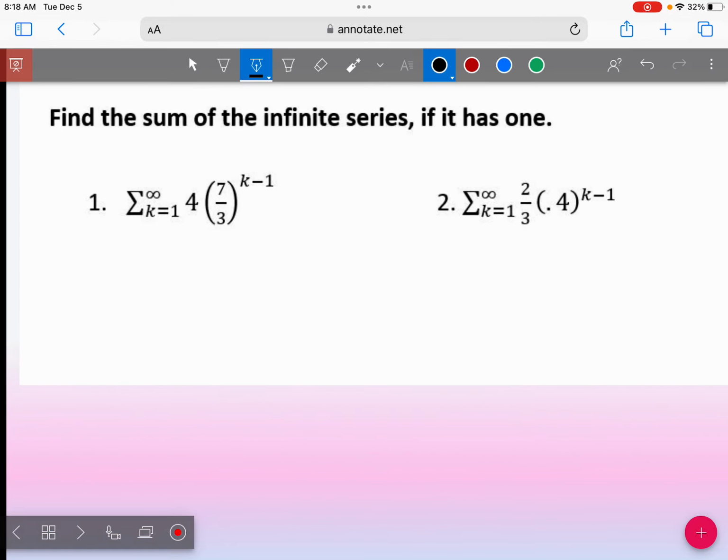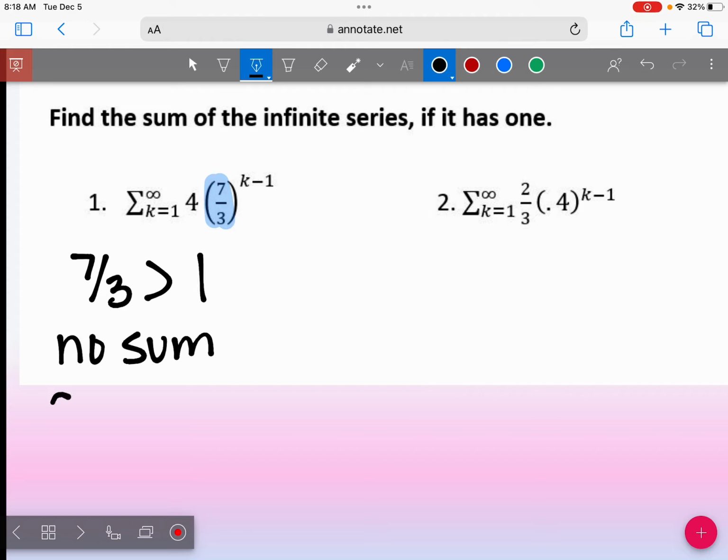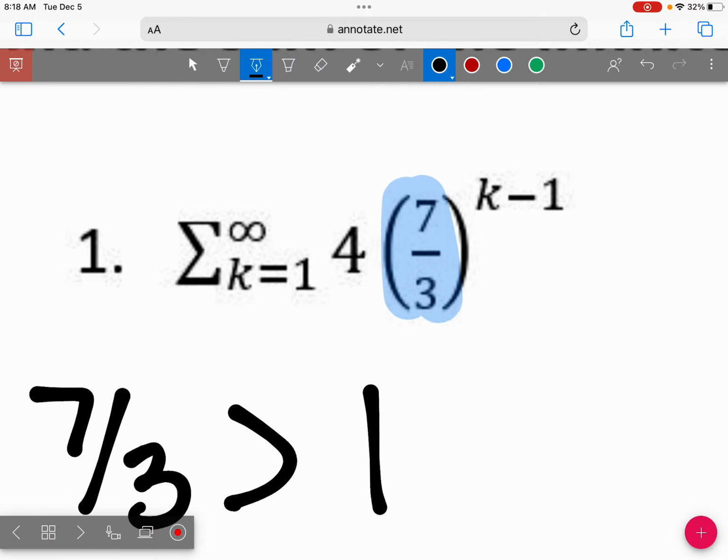Number 1, do we have a sum? So thumbs up if it's a yes, thumbs down if it's a no. 7 over 3 is an improper fraction, which can be written as 2 1/3. So 7/3 is greater than 1. So it has no sum. And then the way you know it's infinite is just if it has the little infinity at the top. If this did not have the infinite, then I would use the formula we use in the bell work. So that infinity means infinite.